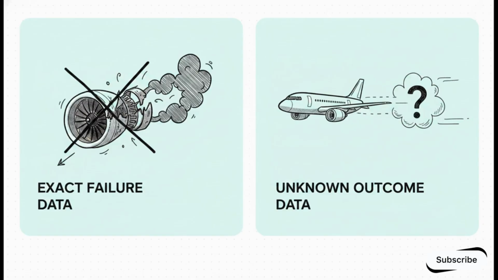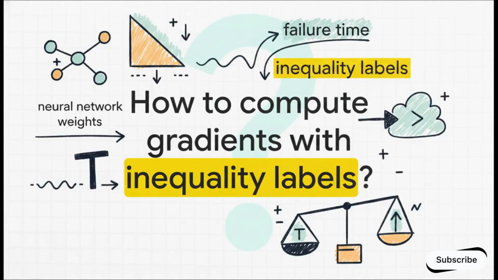Now, if you discard this data, you're heavily biasing your model to only learn from weak, early failing engines. But if you force the label to just be the current day, your model is going to be catastrophically wrong. So, the crucial point, the real engineering headache here, is this. How do you calculate gradients and update neural network weights when your training label isn't a fixed value, but an inequality? How do you train an AI to predict a failure time when all you know for sure is that the time is greater than t?